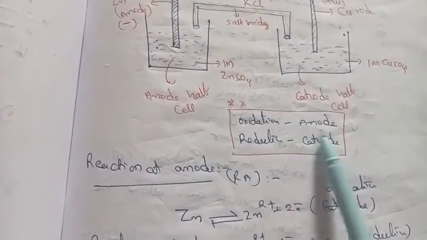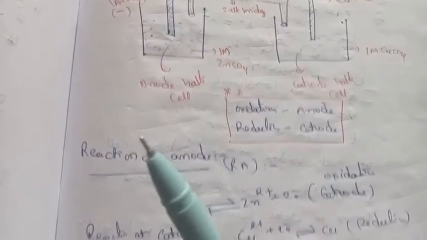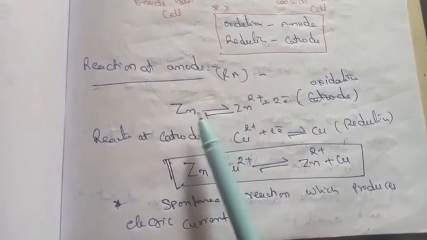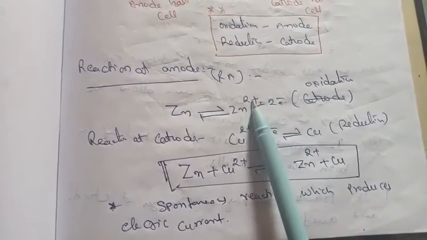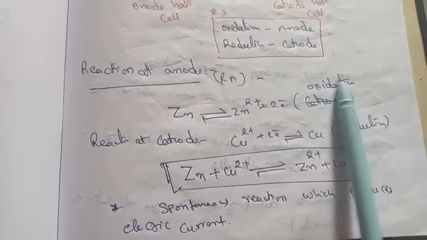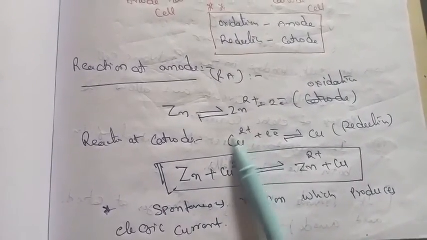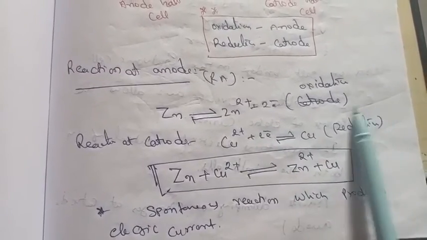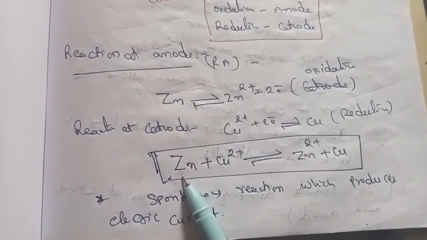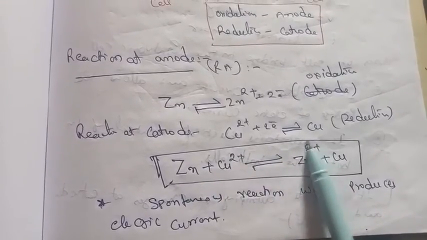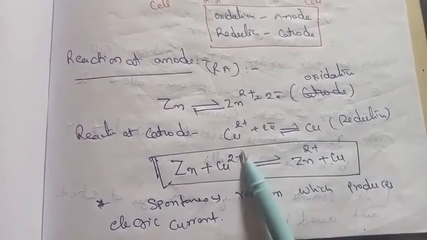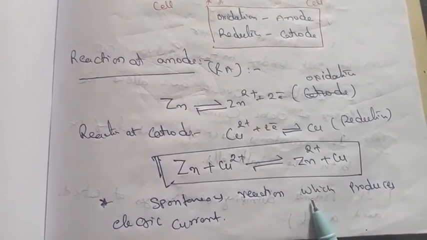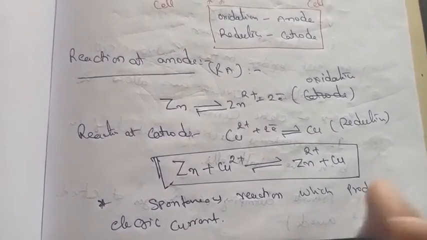That's why oxidation means anode, reduction means cathode. In this cell, the reaction at the anode is that zinc loses 2 electrons and becomes Zn2+, which is called oxidation. At the cathode, Cu2+ plus 2 electrons gives copper, which is reduction. Gaining of electrons is nothing but reduction. Combining these two, Zn plus Cu2+ gives Zn2+ plus Cu. The overall reaction is spontaneous, and it produces the electrical current, very important.